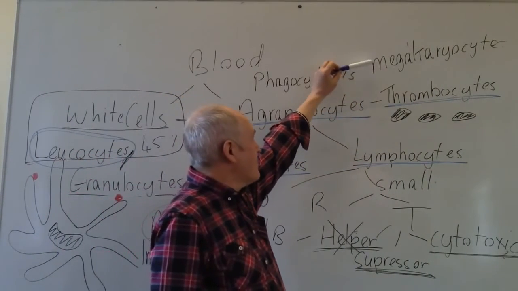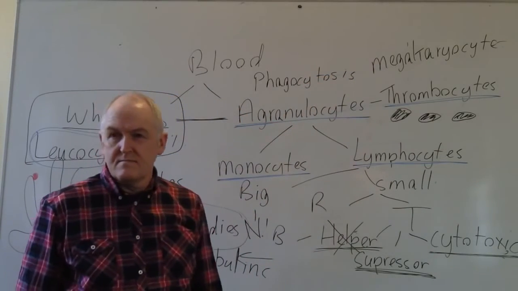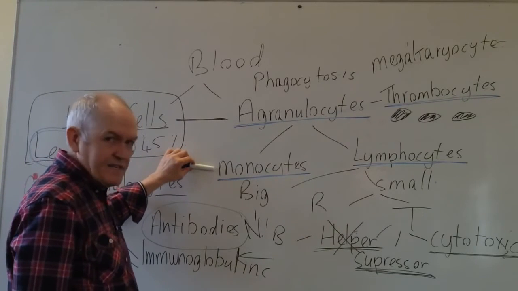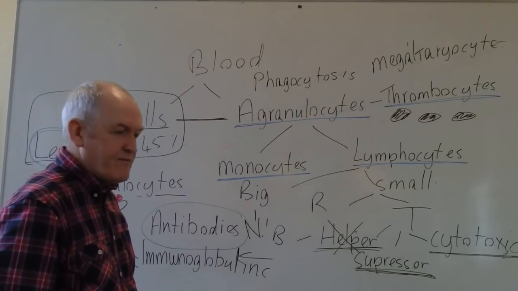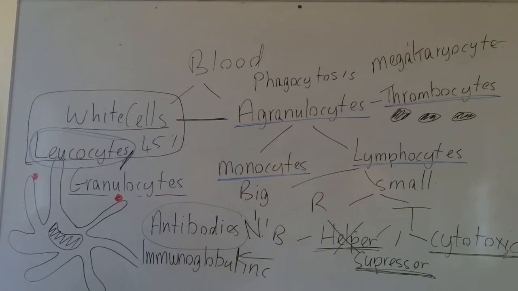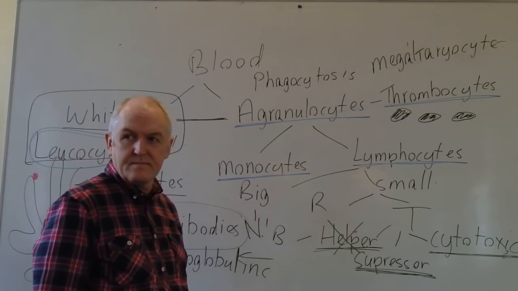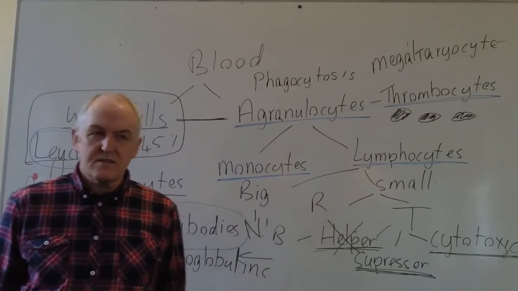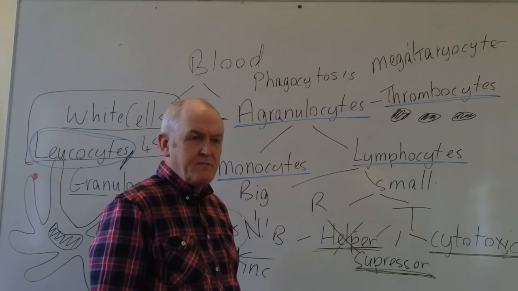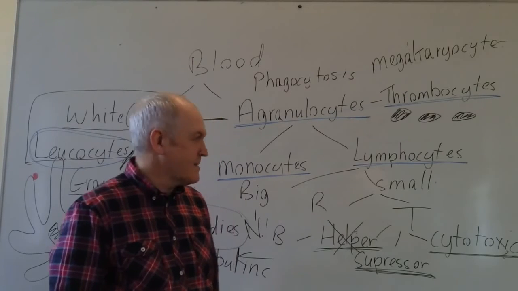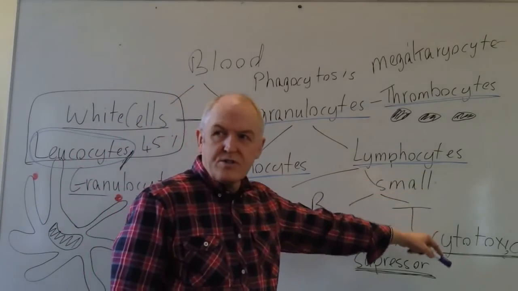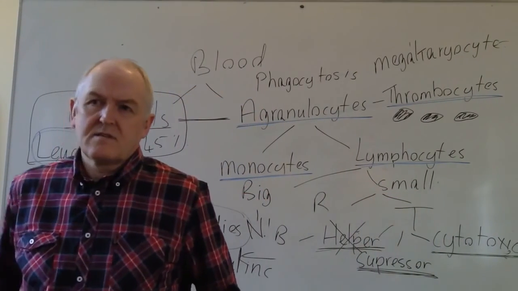The thrombocytes derive from bone marrow megakaryocytes and are the platelets. The monocytes migrate into the tissues where they can be seen as macrophages and antigen presenting dendritic cells. The lymphocytes can be big or small. The big lymphocytes are the natural killer cells. The small lymphocytes can be B or T. The B mature in the bone and the T mature in the thymus gland. And the T lymphocytes can be helper cells, suppressor cells, or cytotoxic T lymphocytes.